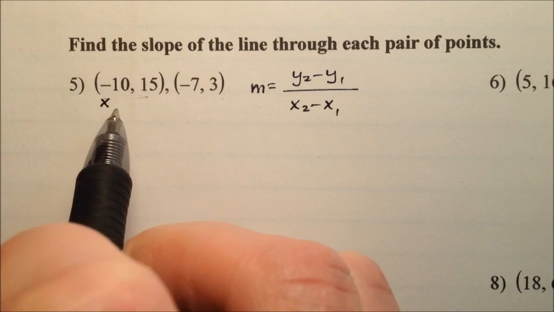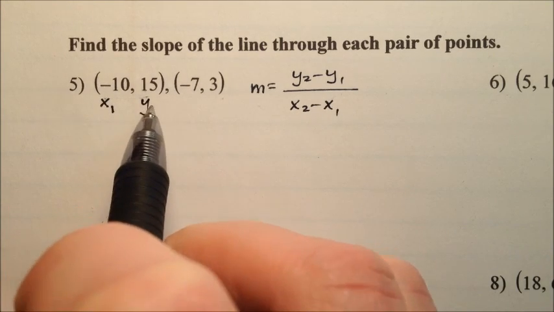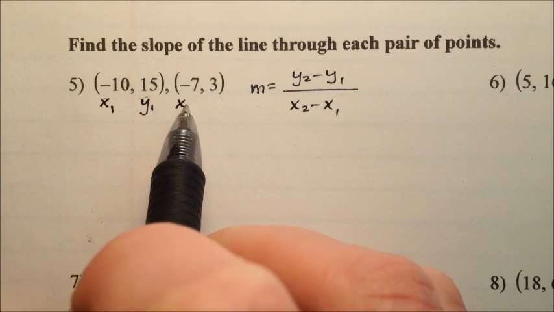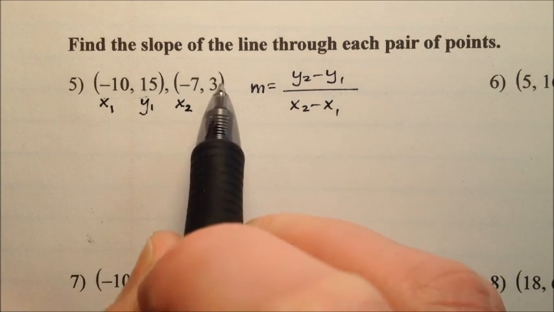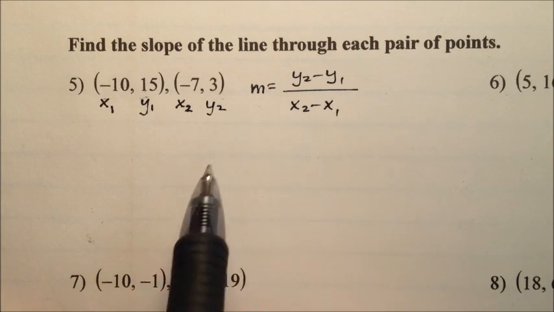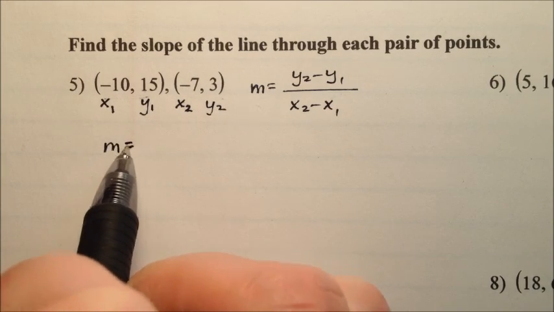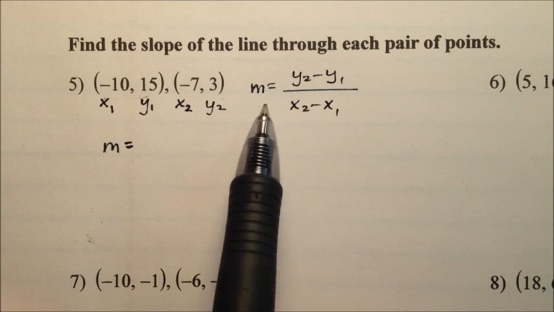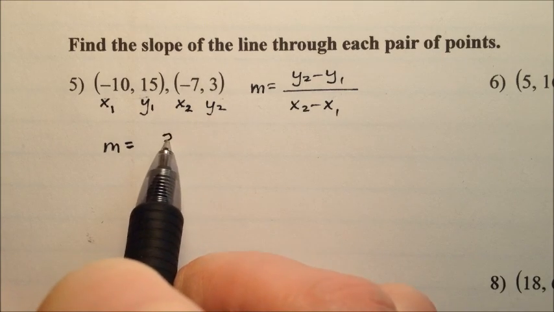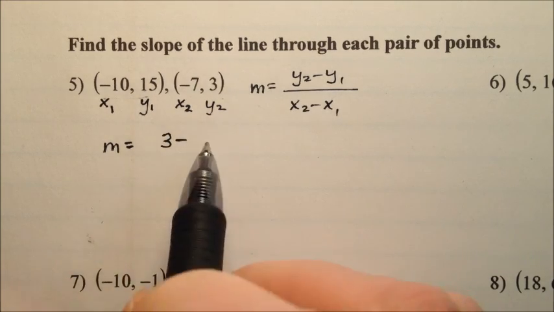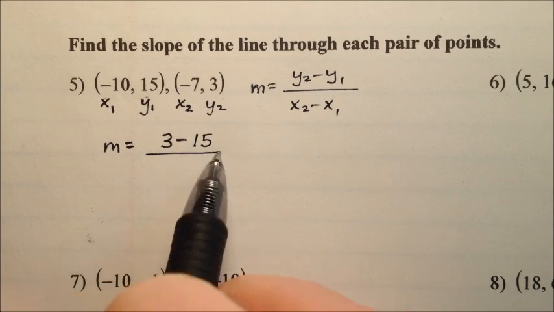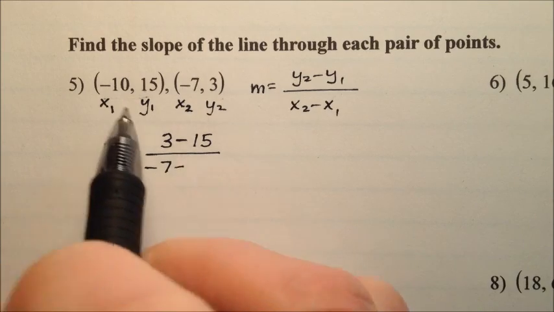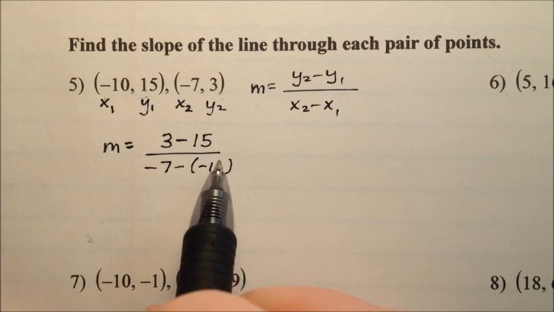Here's my x-coordinate, so it'll be x1. Here's my y-coordinate, so it'll be y1. On my second point, here's my x-coordinate, so it's x2, and here's my y-coordinate, so it's y2. Really all I'm going to do now is plug each one of these values into my formula. So y2 is 3 minus y1, which is 15, over x2, which is negative 7, minus x1, which is negative 10.